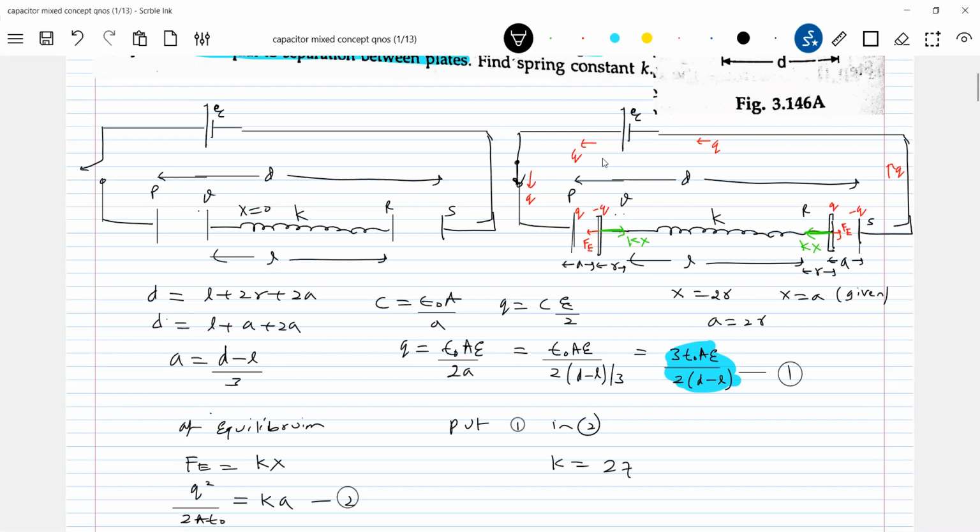Let me go for the next problem. The diagram is very important. If you can get this diagram, it's over. This particular question is all about the diagram. Here, this is the spring force and this is the electrostatic force, the force of attraction between the plates, and this is the spring force.